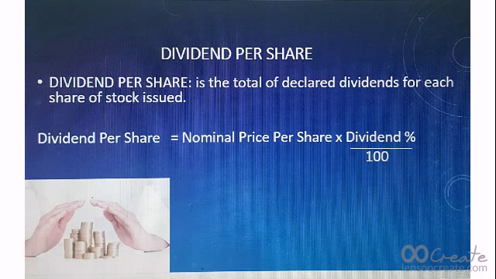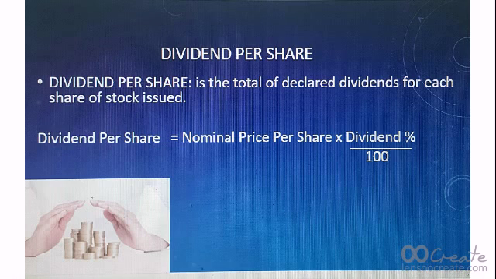Now let's see what is dividend per share. It is the total of declared dividends for each share of stock issued. How can we calculate dividend per share? Take the nominal price per share times the dividend percentage divided by 100.